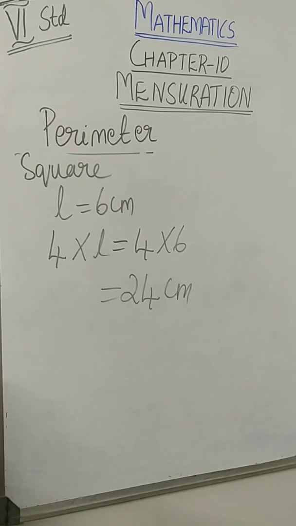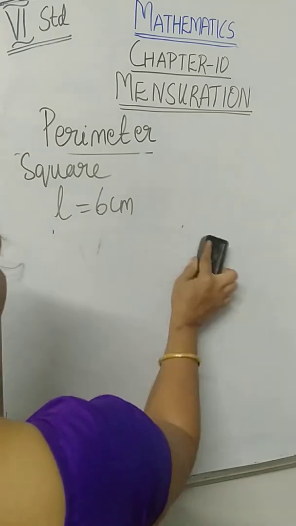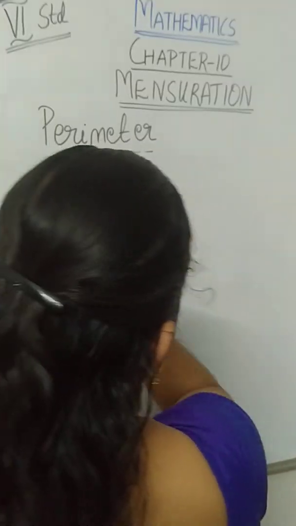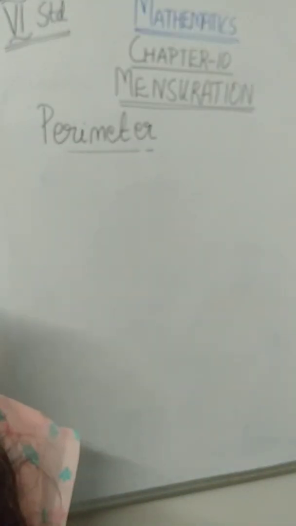So this is the way we calculate the perimeter of a rectangle and square. These are regular shapes. Yes, the regular shapes. Now I'll show you few examples of perimeter.